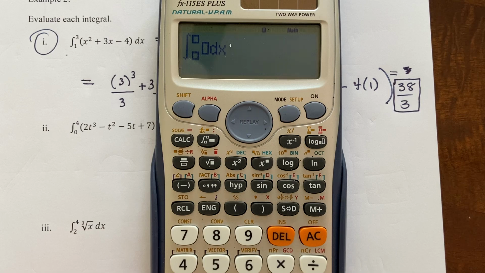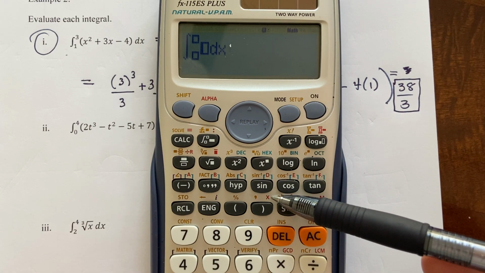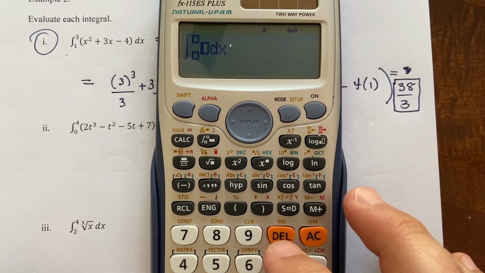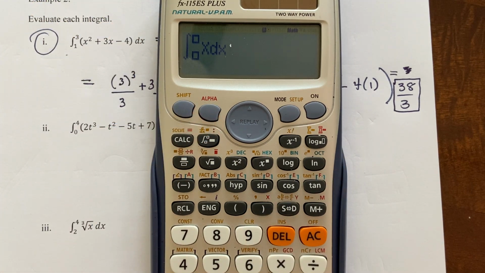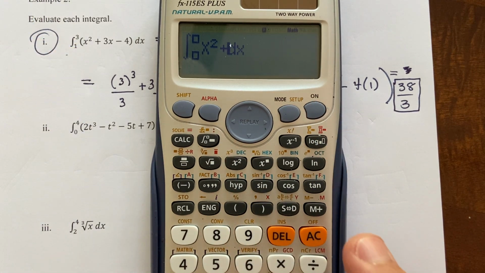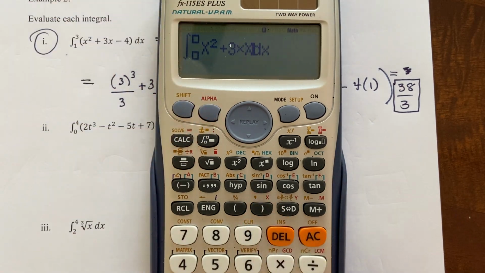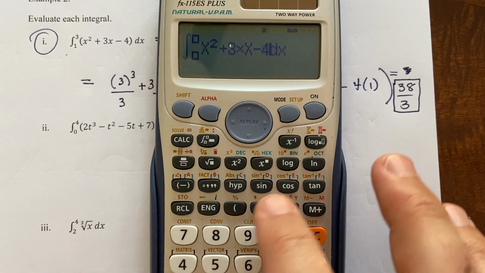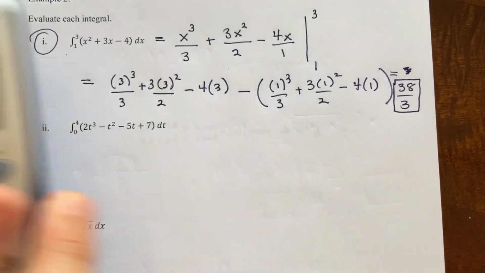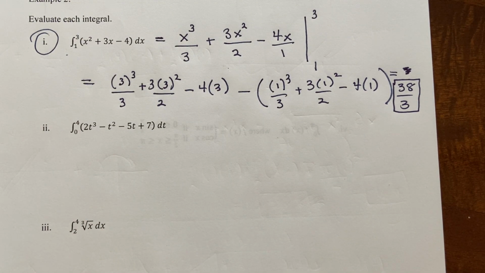So I'll need to reference x, since I have a variable x in the problem. So I'll have alpha, right parentheses to access x, and then square x plus 3 times alpha, right parentheses to access x, and then minus 4. Scroll up, put your upper limit and your lower limit, press equals. The calculator will think about it for a little bit, and then it will say, oh yeah, 38 thirds. So that's a thing.